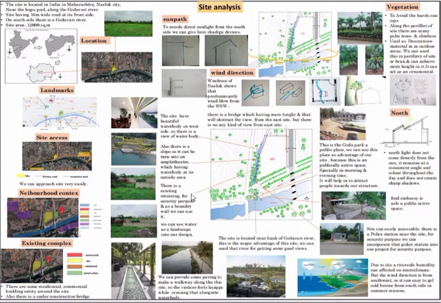Site analysis. This is the proposed site for the design. It is located in Maharashtra, Nashik city, near the Bapu Pool, having a site area of 12,000 square meters, along with the Godavari river on the south side. We can easily access the site. There are some existing complexes like residential and commercial buildings around it.